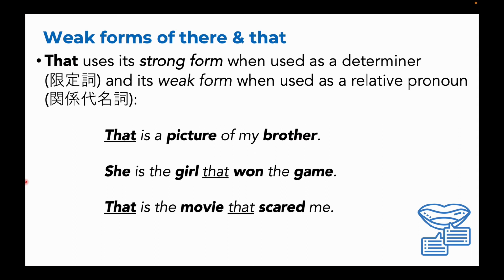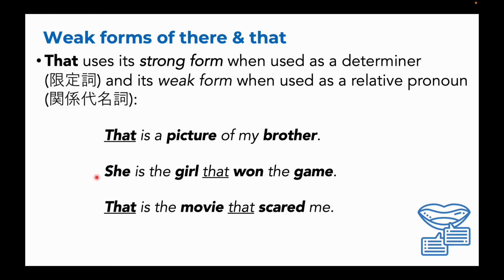That uses its strong form when used as a determiner, and its weak form when used as a relative pronoun. In this first sentence, that is a picture of my brother. This is using this and that, similar to here and there. So that is a picture of my brother, right? Not this one. And so that is a very important word in the sentence, and this is one of the words that gets stressed in the sentence.